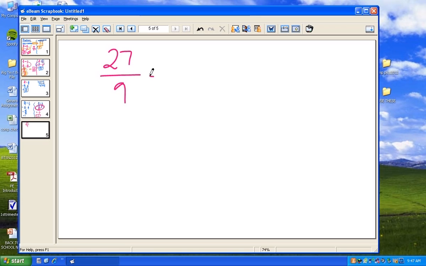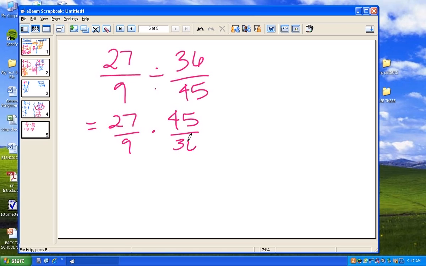27/9 divided by 36/45. Okay, and now we've got really big numbers. So we end up with 27/9 times 45/36. You're not allowed to use a calculator. Lots of you are making mistakes on the silly stuff like the multiplication and the adding and subtracting. So guess what? There's a way to make sure you don't make a mistake. It's called using your primes.